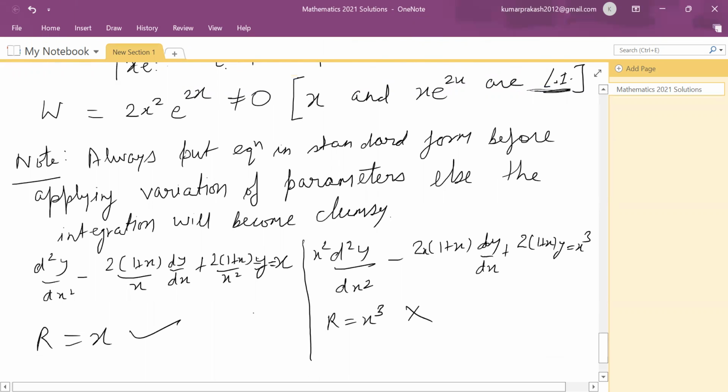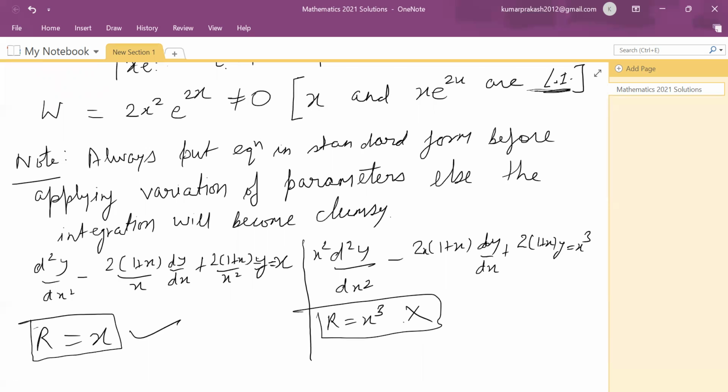Like in this case, because the equation is given as x square d square y by dx square terms, make the coefficient of the double derivative term, that is d square y upon dx square, 1 first. So write it in this manner. Okay. So your r will come out to be x. Otherwise, your r will come x cube, and this will be wrong. Not completely wrong, but this will make your integration very, very difficult. Very, very clumsy.